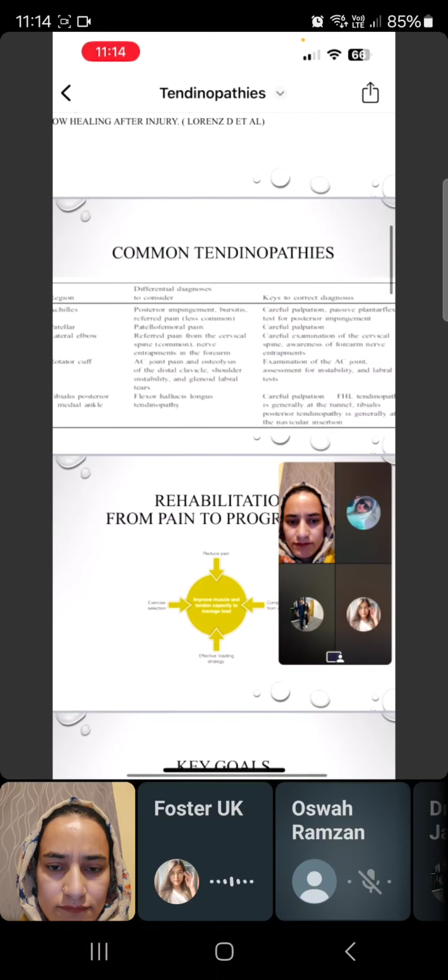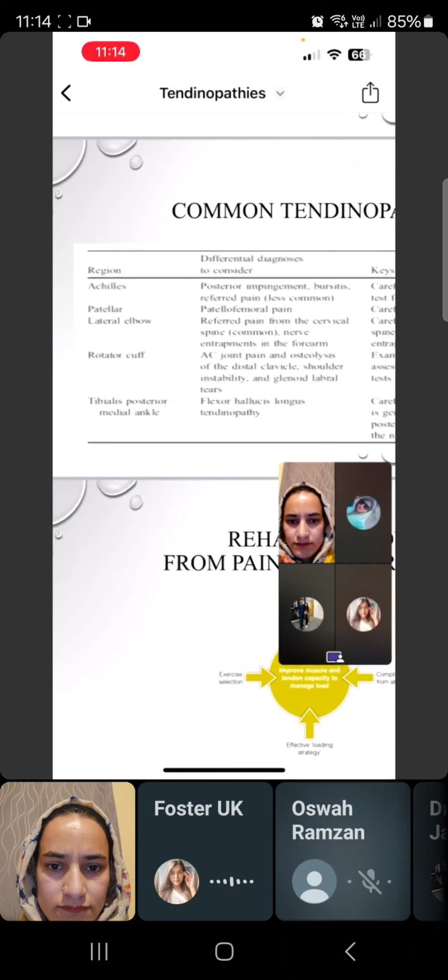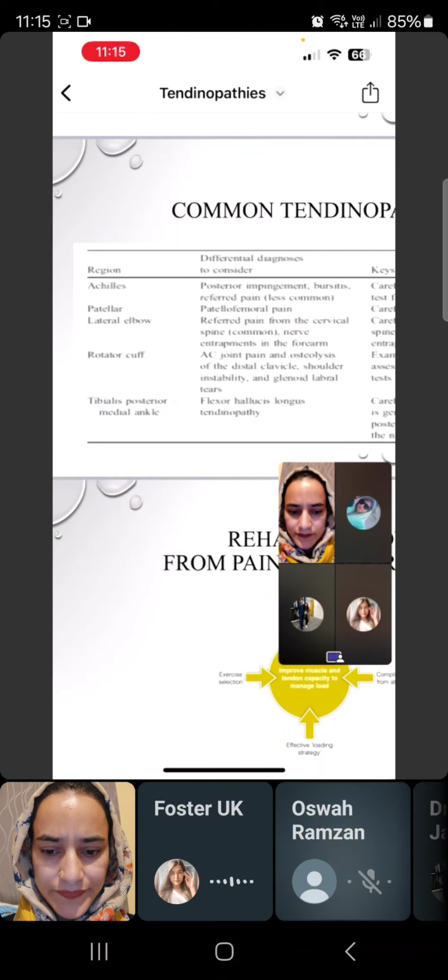It's very important to make the differential diagnosis when you're talking about Achilles. So make sure it's posterior impingement, there is no bursitis, no referred pain. When we're talking about patellar tendinopathy, make sure it's not anterior knee pain, not a patellofemoral pain. Lateral elbow could be referred pain from cervical spine, it could be referred pain from your shoulder, it could be a nerve entrapment in the elbow. So whenever you're making a diagnosis of tendinopathy, make sure you rule out other joint causes or other nerve causes.